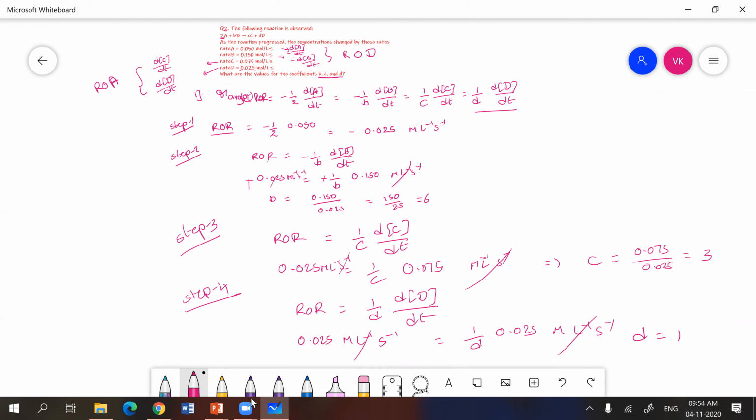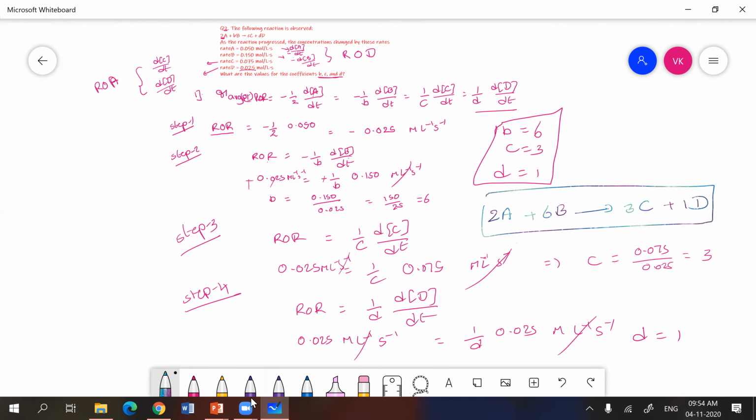So what constant values did we get? B is equal to 6, C is equal to 3, D is equal to 1. Now rewrite the reaction with the help of this: 2A plus 6B is giving 3C plus 1D. In this way, if they give you rates of all reactants and products, you can even find the number of moles. So it is a very, very important problem. Do practice more problems of similar kind.